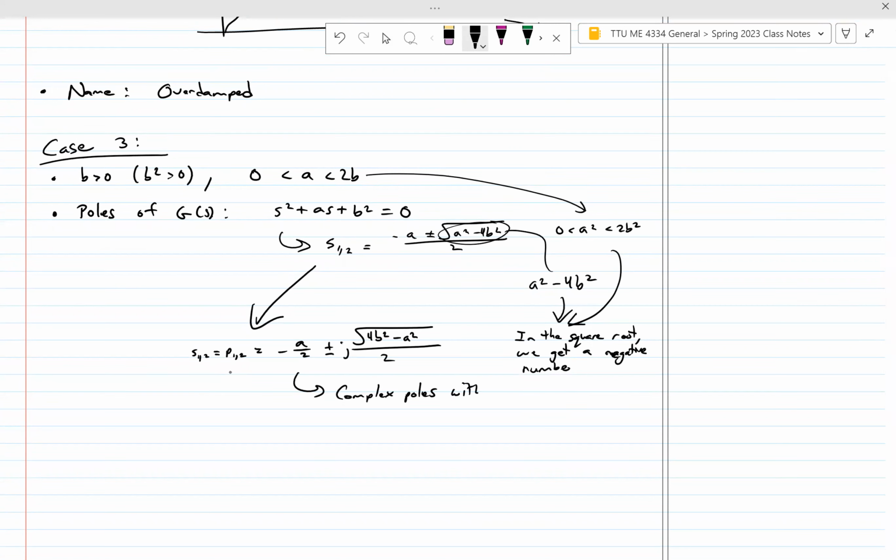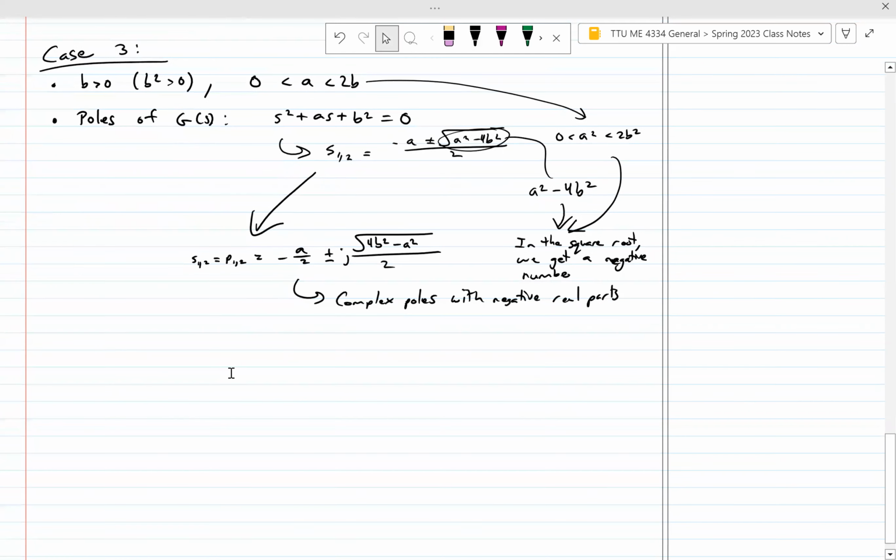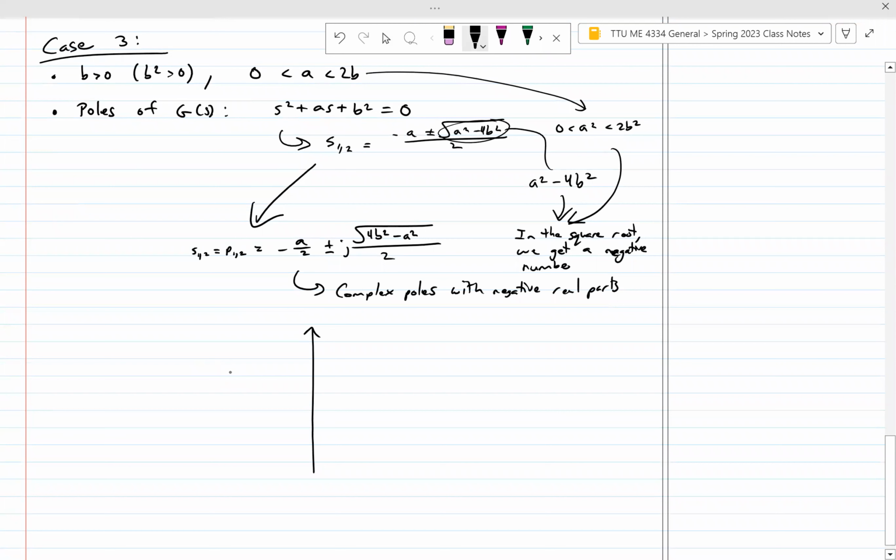Complex poles with negative real parts. The imaginary parts have the same magnitude, they're just the opposite sign. Those always come in pairs. So what do we end up with here? Real and imaginary. Where do these guys go? They're just complex numbers, and they have negative real parts somewhere like here. They have the same real part. They're both negative, and the imaginary parts are flipped from each other.